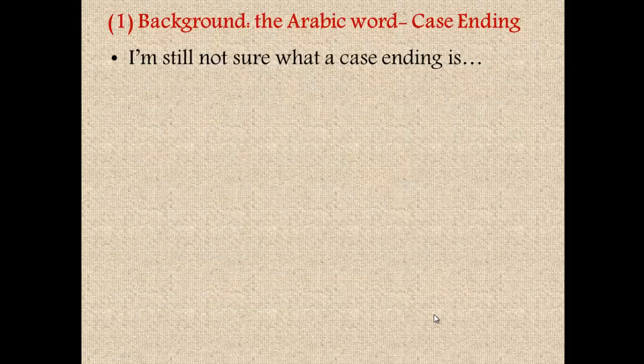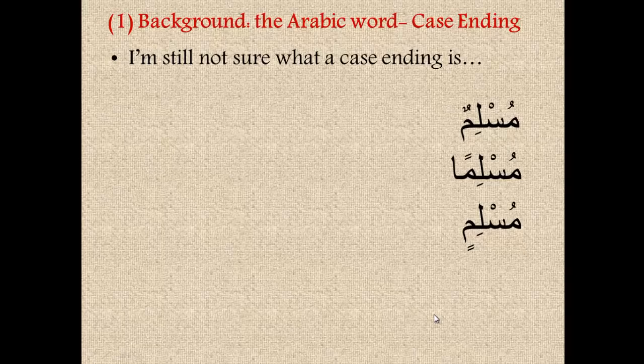Now, you might still be a little confused and not too sure what a case ending means. Let's consider a few examples. We have the words muslimun, muslimun, musliman, and muslimin. All three words mean Muslim, but notice how the endings are different. We have a dhammatan over here, a fathatan over here, and a kasratan down here.